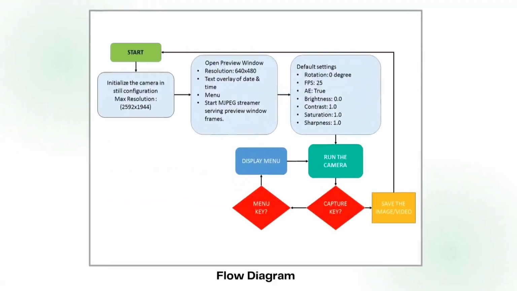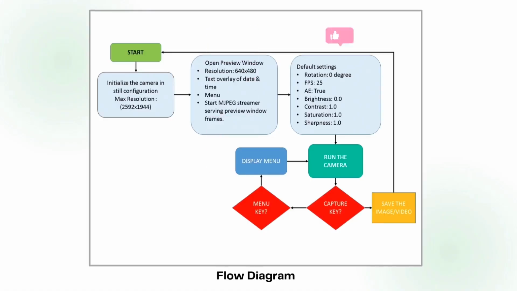Flow diagram. Let's move on to the software flow diagram. The camera gets initialized in still capture configuration at a maximum resolution of 5 megapixels. Also, a preview window with a resolution of 640 by 480 is opened. The preview window will have text overlay of date and time, as well as the menu button for editing the settings. MJPEG streamer is also initialized at this point. The MJPEG streamer will be streaming the preview window frames at 640 by 480 resolution.